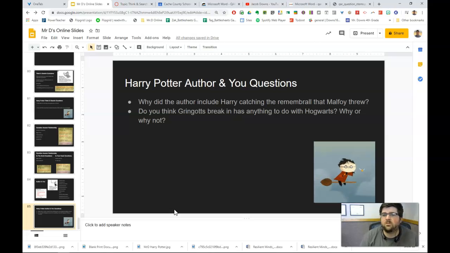So those are some examples of Harry Potter author and you questions. Just remember, with an author and you question, there's generally not a right specific answer. It's more you trying to get into the mind of the author and then make some reasonings of what potential answers could be.